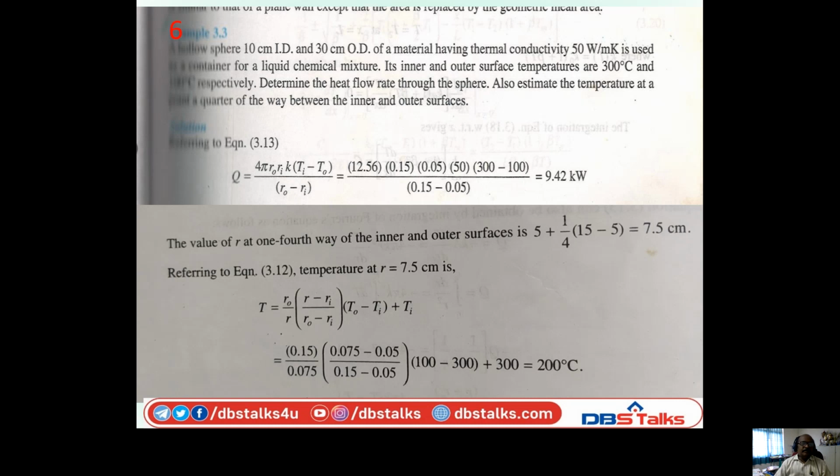Also estimate the temperature in the sphere at a distance a quarter of the way between the inner and outer surfaces. At the same time, he is asking what is the temperature at some point in between, at 1/4 of the distance. Between the inner and the outer, he is giving one specific point and asking to find out what temperature is there at that point.